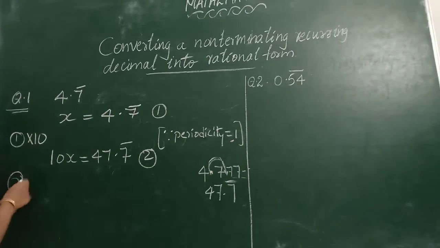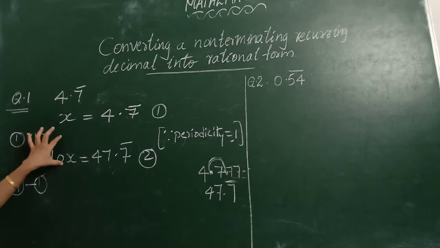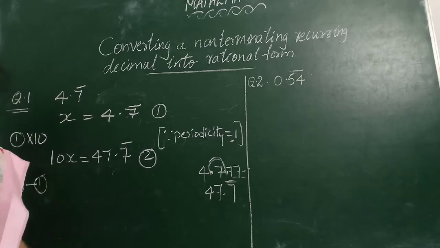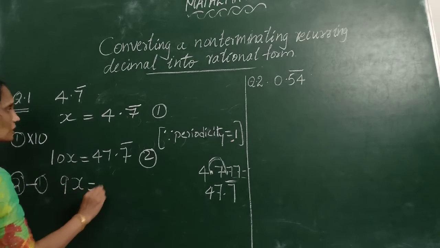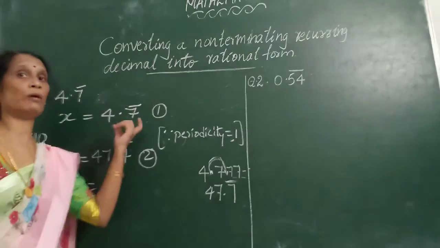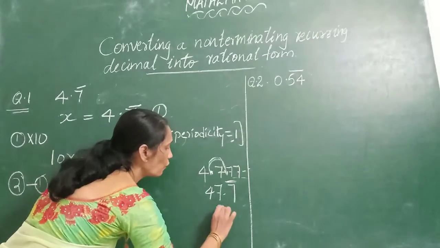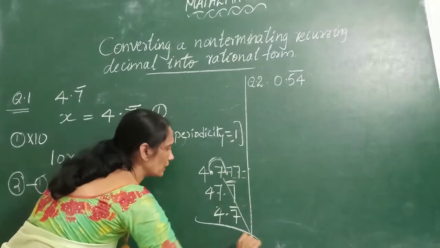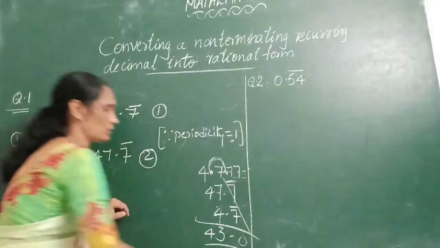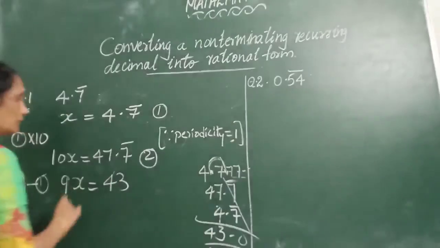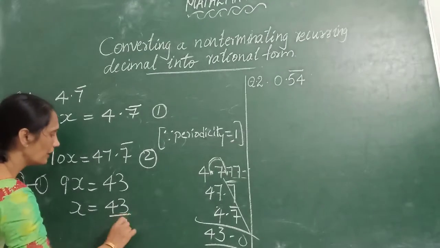Now you have to subtract equation number 1 from equation number 2. LHS subtract and RHS subtract. So 10x minus x. What is 10x minus x? 10 minus 1? 9. 9x is equal to what is 47.7 bar minus 4.7 bar? The 7 bars will be cancelled, you get 0. 7 minus 4 is 3, so 43.0 or 43. So we got 43. 9x is equal to 43. Then what is x? x is equal to 43 by 9.